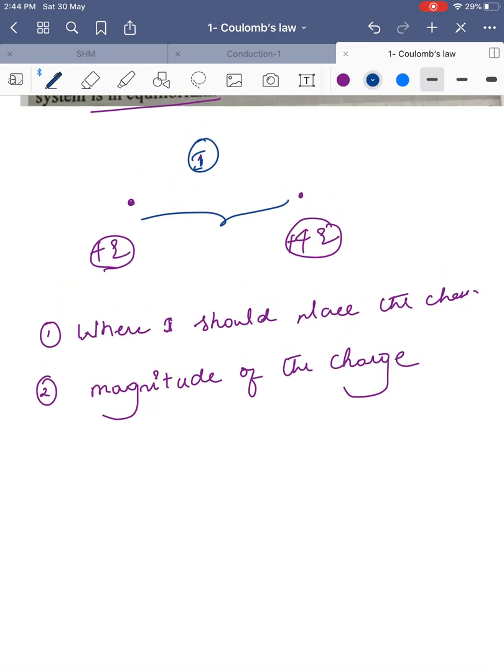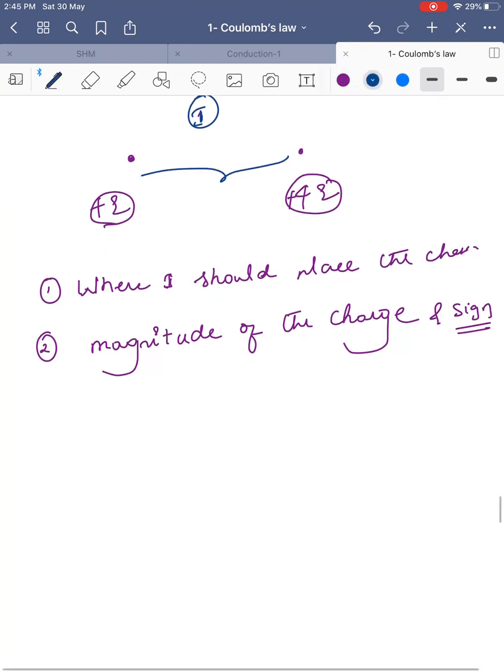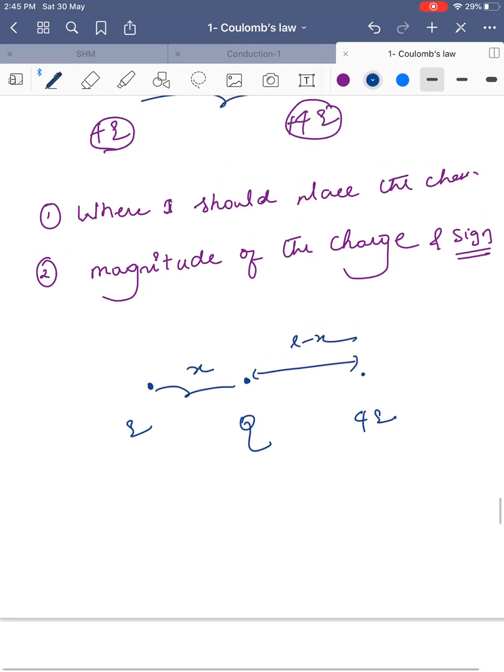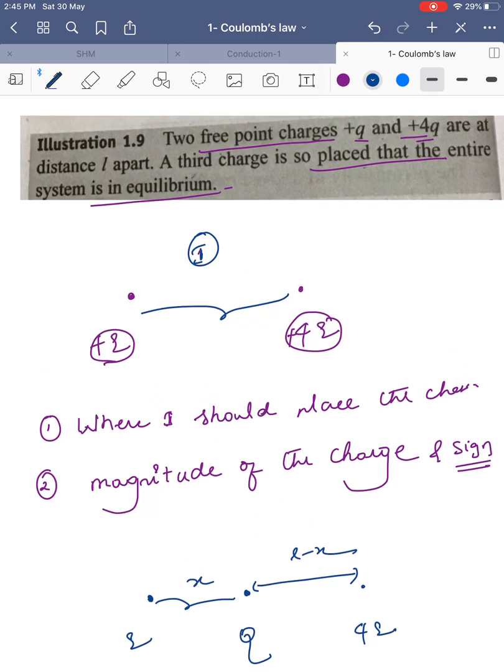We don't know the magnitude of the charge, and what is the sign? Magnitude and sign of the charge. Sign means whether it is positive or negative. Okay, I consider it in between. This is Q and 4Q. In between I am assuming, as of now, q. Say it is at a distance x from here. It will be L minus x from the other, because the distance between them is L.